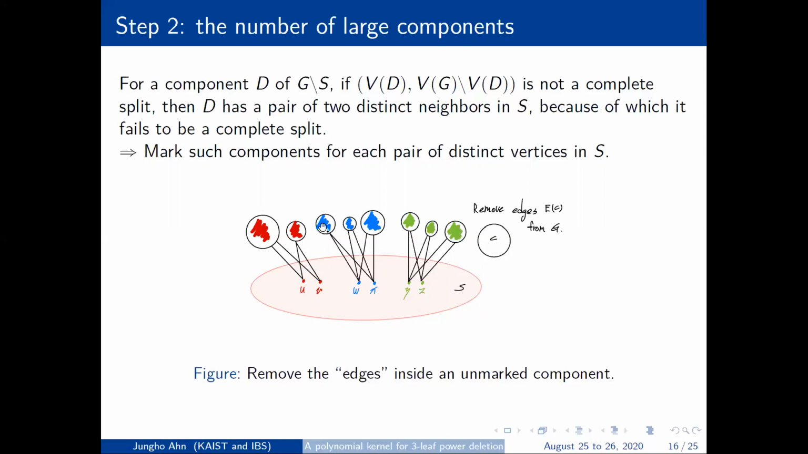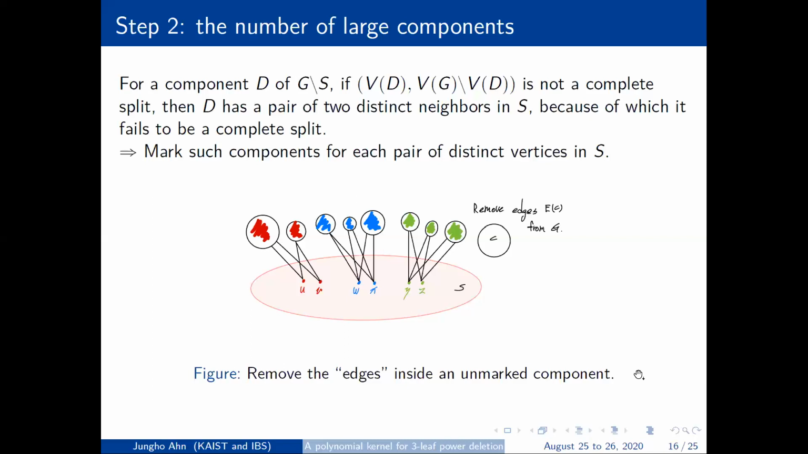So for each pair of distinct vertices in S, we mark the components which are blocked by this pair, in some sense, from forming a complete split. And after the marking procedure, if there is an unmarked component, then we can safely remove edges inside that component, which leads to reducing the number of non-clique components.